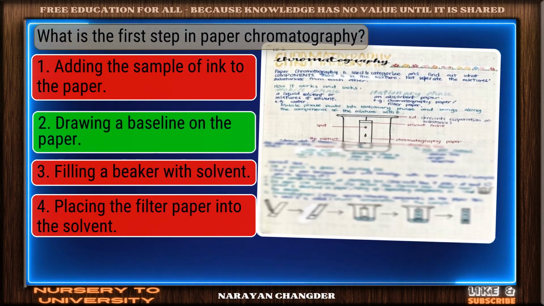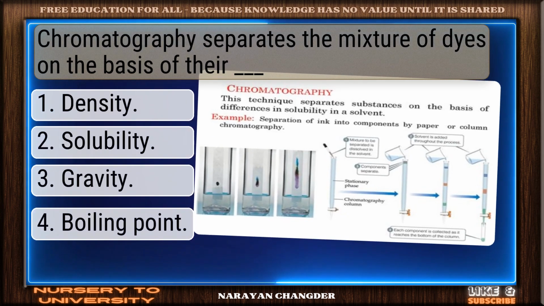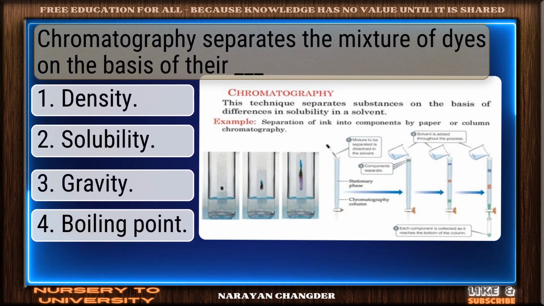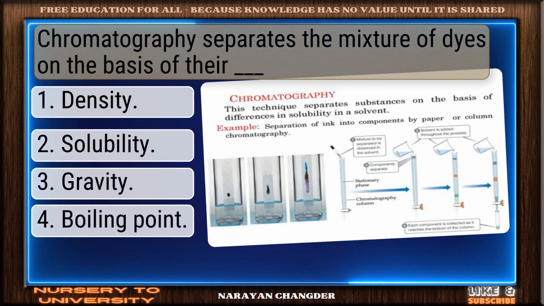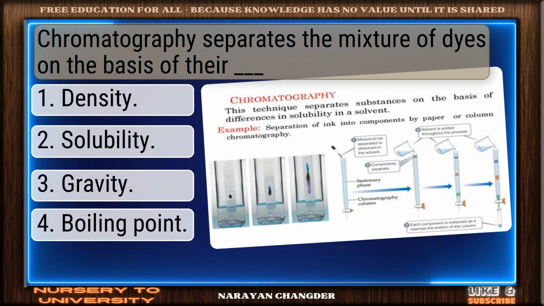Right, drawing a baseline on the paper. Chromatography separates the mixture of dyes on the basis of their dash. Option 1, density. Option 2, solubility. Option 3, gravity. Option 4, boiling point.